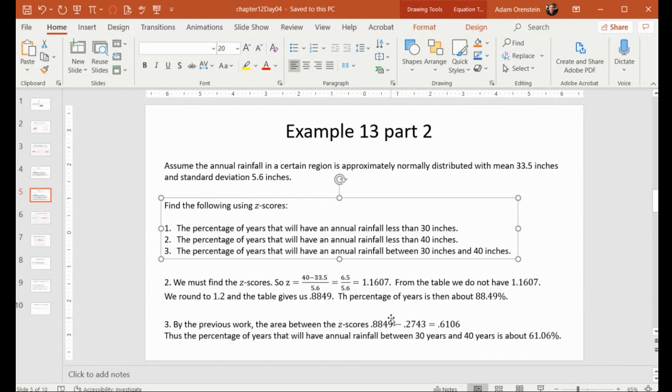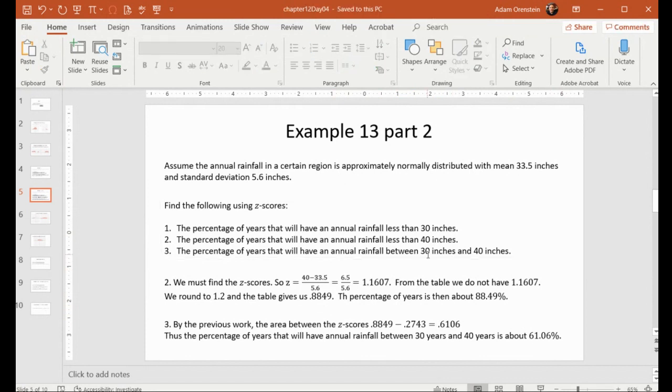Okay, let me just do this now. For part 3, this is really what I was trying to say before. You have to subtract data values. Here, we have the percentage of years that have an annual rainfall between 30 and 40 inches. So now we're looking at between. We can look between the z-scores just like I showed you shortly before, on a previous slide. What we do is subtract the percentage for 40, the table entry for 40, minus the one for 30. That's what we're doing here.